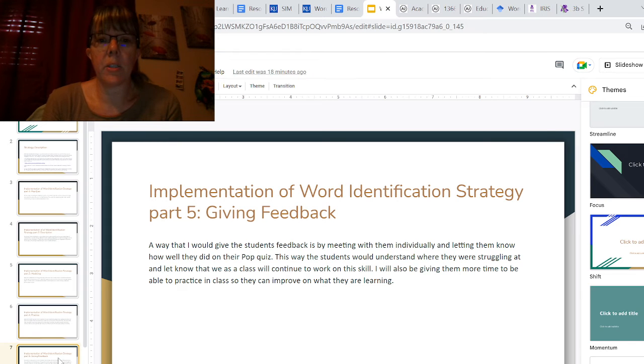Implementation of word identification strategy part 5, giving feedback. A way that I would give the students feedback is by meeting with them individually and letting them know how well they did on their pop quiz. This way, the students would understand where they were struggling and let them know that we, as a class, will continue to work on this skill. I will also be giving them more time to practice in class so they can improve on what they are learning.